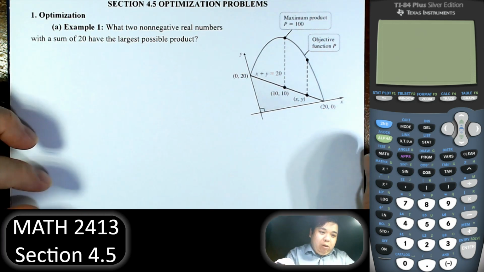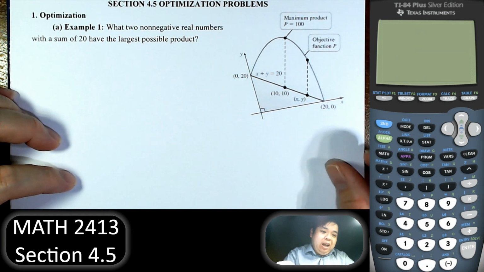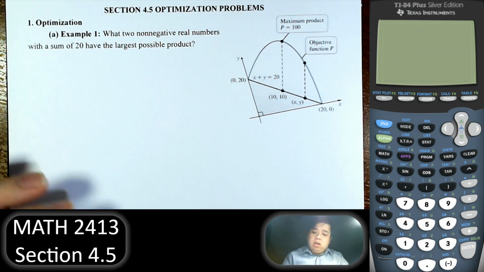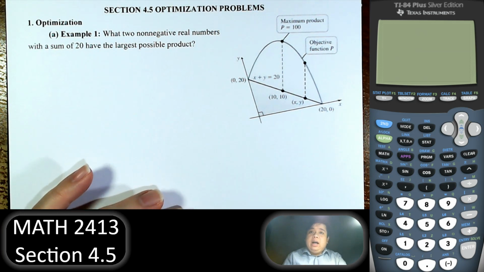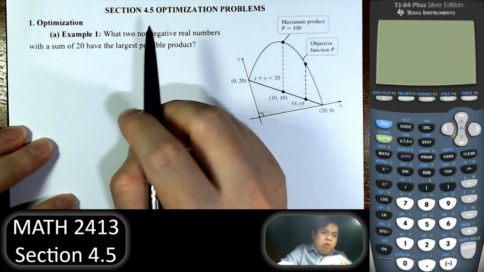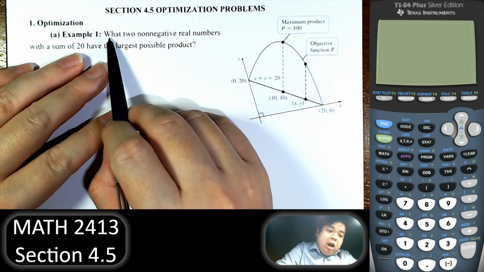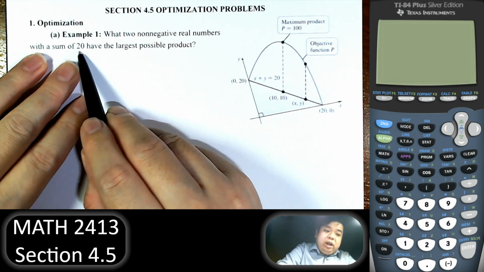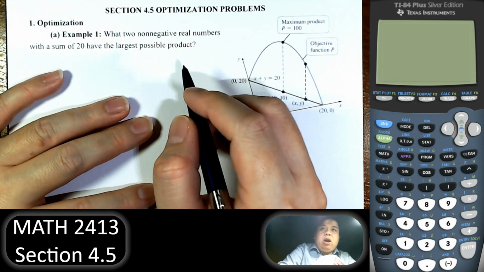Hi everybody, welcome to another video in Calculus 1, section 4.5, optimization problems. In this section, we will find the maximum or minimum in application problems. The first one is plain old, just straightforward. What two non-negative real numbers with sum of 20 have the largest possible product?